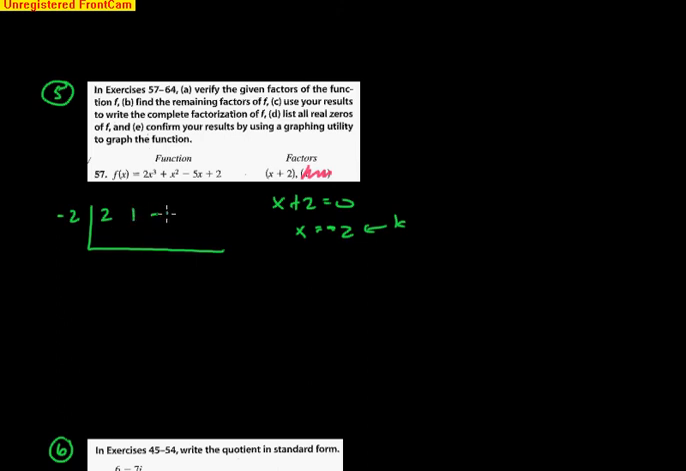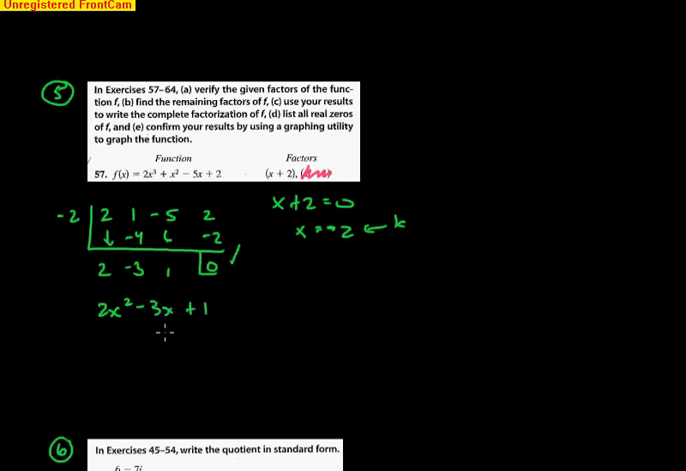2, 1, negative 5, 2. Bring down that first 2. Multiply, add. Multiply, add. Multiply, add. There we go. So it is a factor. So we're left with this polynomial, 2x squared minus 3x plus 1.